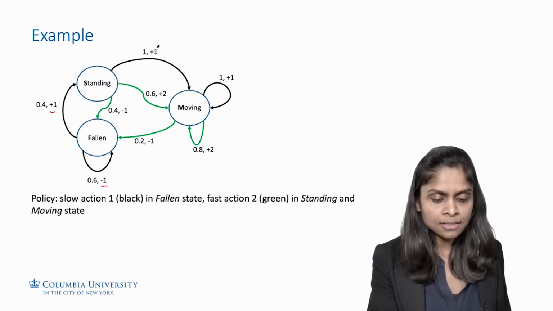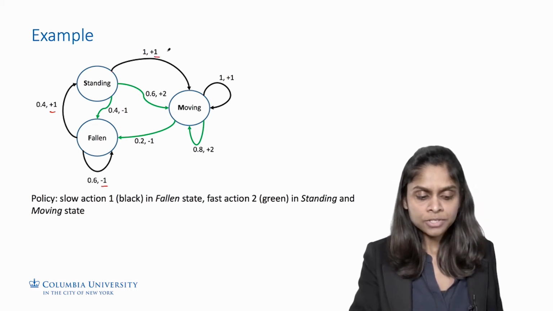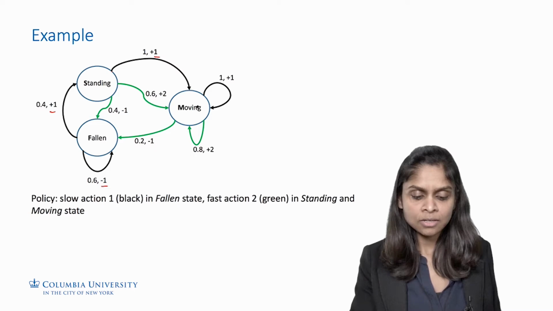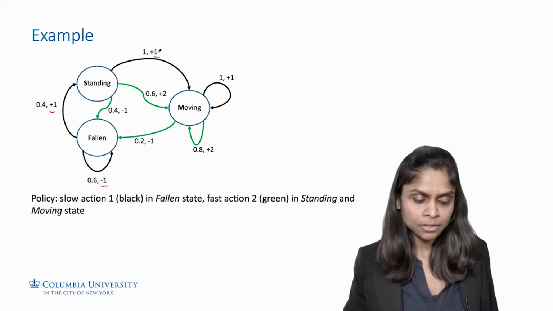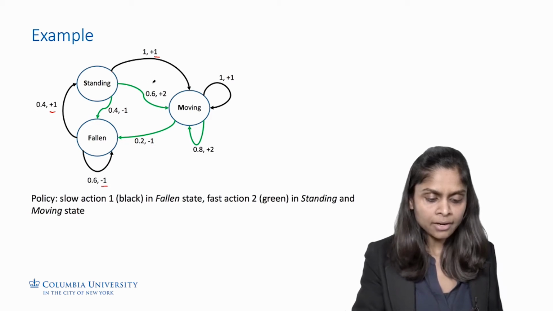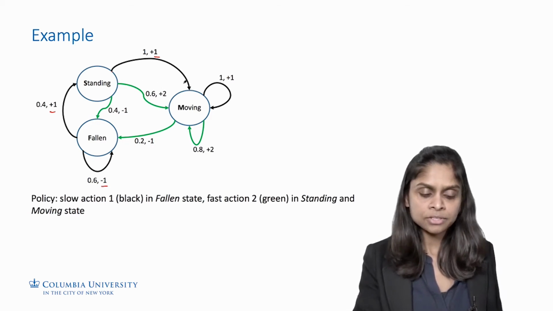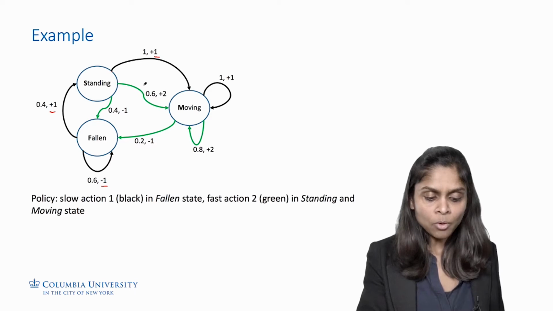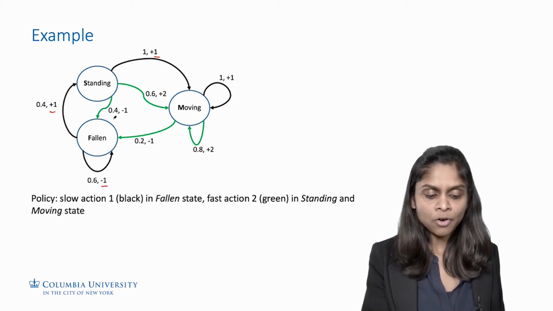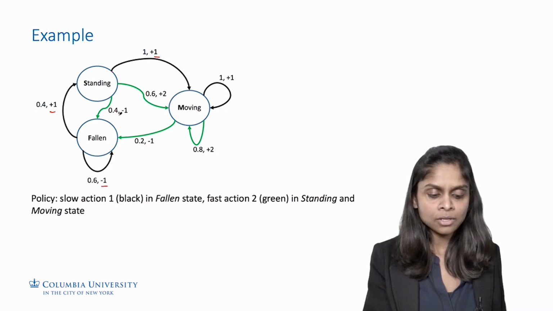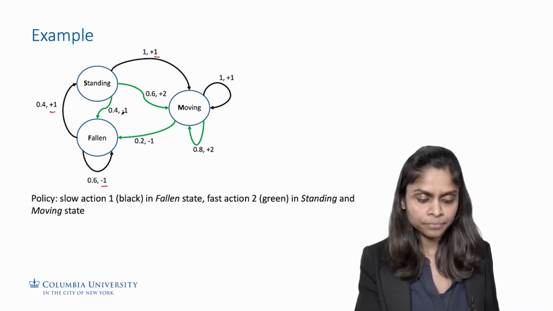In the standing state, the slow action is very reliable. It always transitions the robot to the next state, the moving state, and gets it a reward of +1. On the other hand, the fast or aggressive action can earn more reward if it's successful in transitioning the robot to the moving state, but with 40% chance, or 0.4 probability, it may make the robot fall and get a reward of -1.